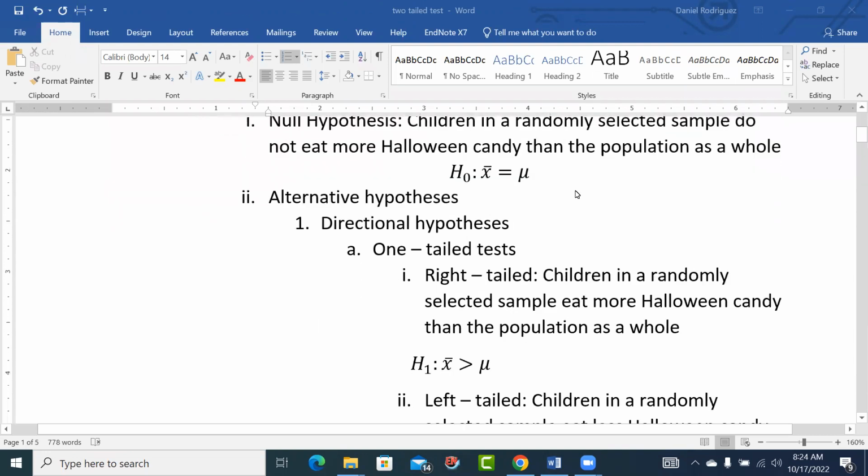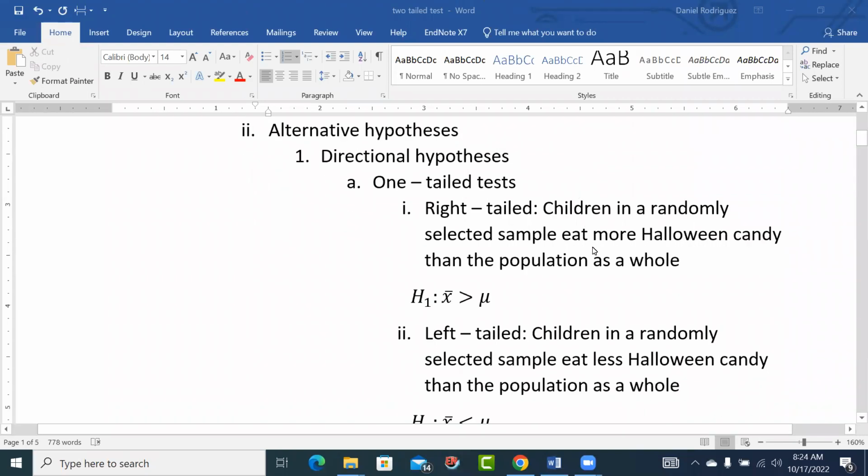So in this lecture video, we're talking about alternative hypotheses because this is where the one or two tail testing comes into play. Let's start with directional hypotheses. These are also known as one tail tests. We'll start with the right tail directional hypothesis. We'd say children in a randomly selected sample eat more Halloween candy than the population as a whole. So it's directional. We're talking about the direction of the relation. They eat more, that is greater than, right?